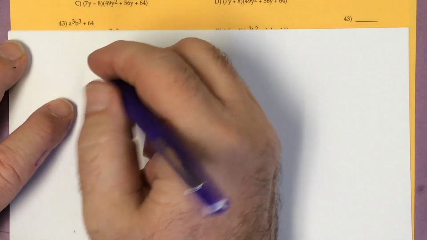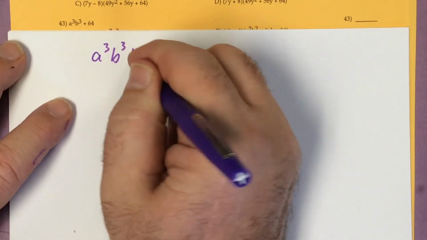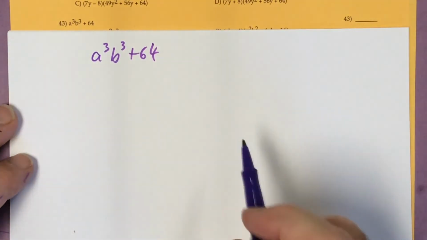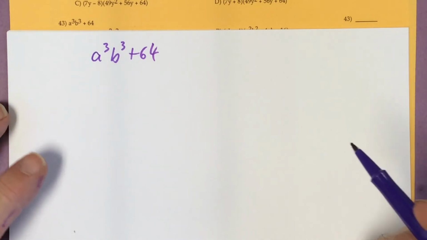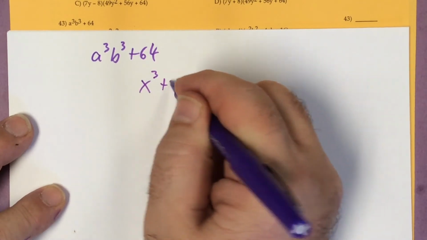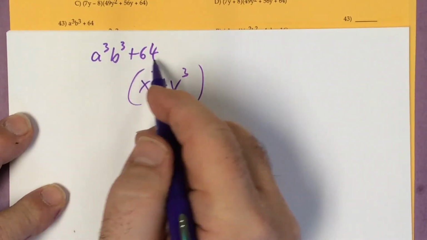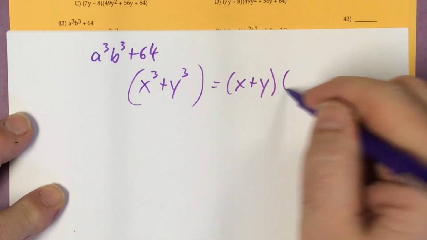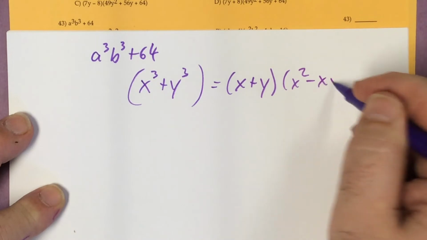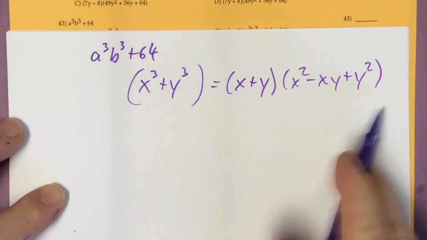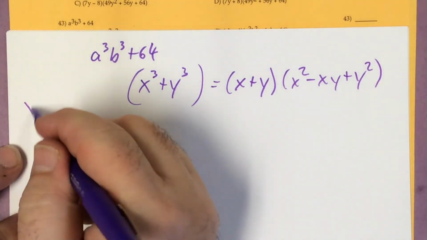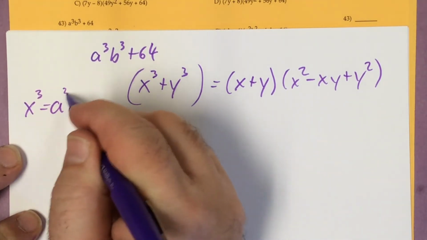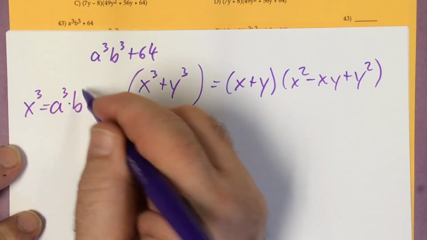Okay, and we have a to the third, b to the third, plus 64. So usually I use a and b to write this formula out, but I'm going to use different variables for it this time. I'm going to just say x to the third plus y to the third, because I don't want to confuse the a's and b's here. That's going to equal x plus y times x squared minus xy plus y squared. So I'm going to start off by finding out what x to the third is. That's equal to a to the third times b to the third.